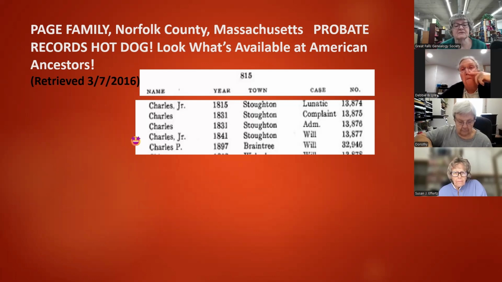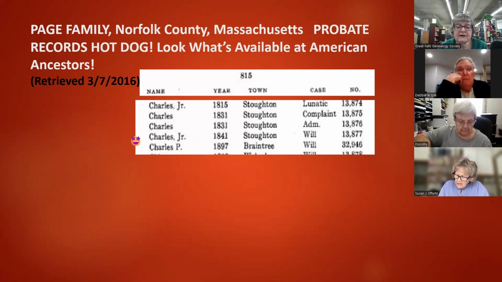So, of course, the first thing that pops up here with me is this dude, Charles Jr., in the year of 1815 in the town of Stoughton, Norfolk County, Massachusetts, being declared a lunatic, with the number of the file being 13874. Well, of course, who wouldn't want to know that right away? Now, is that part of a probate? Yeah, his probate actually starts early on when you begin to gather his information together. He was a frustrating case. I could find little about him other than the fact that family members kept him, supported him, and he lived with them throughout his life.